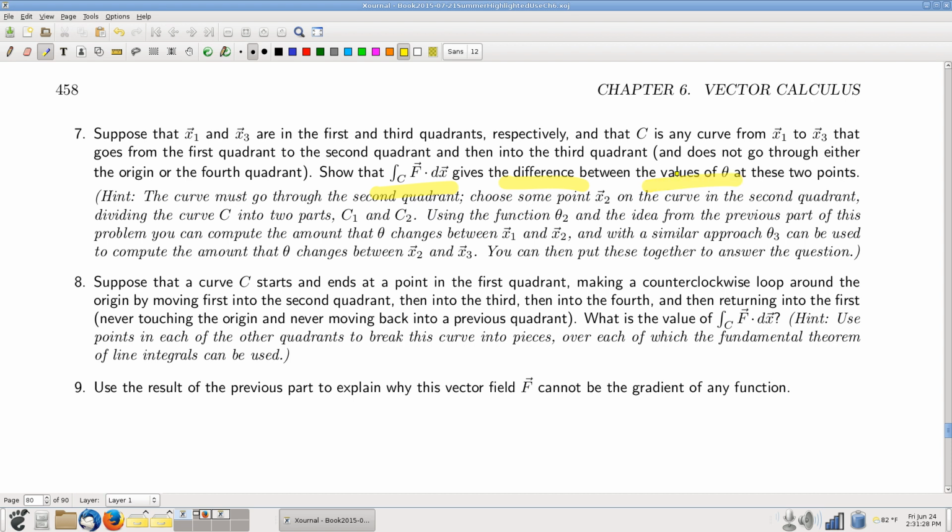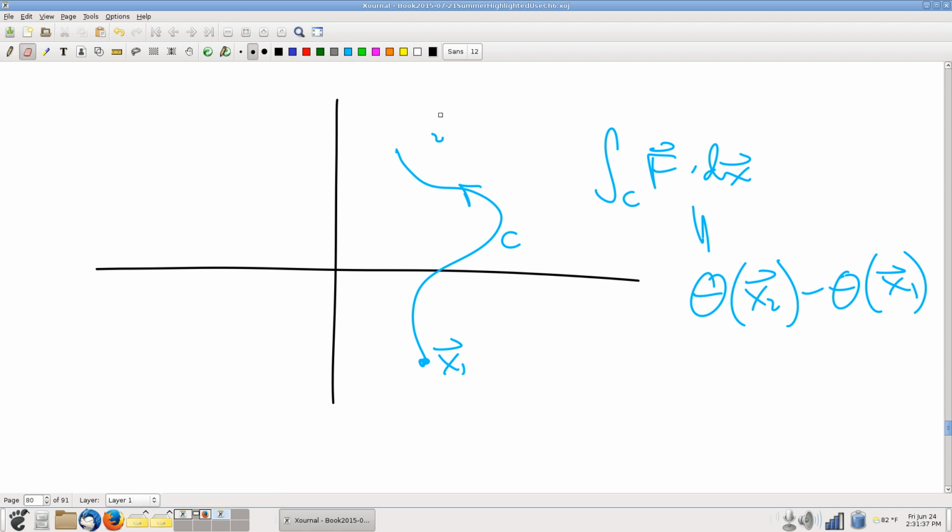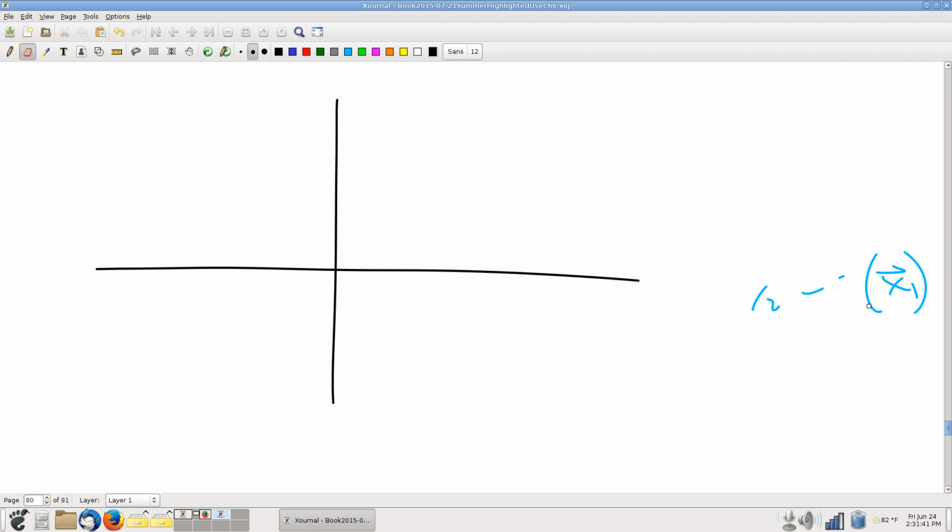The hint is to choose some point x2 that's on the curve in the second quadrant. Let me draw the picture of what we're talking about here. Our new scenario: x1 is there, and x3 is here.